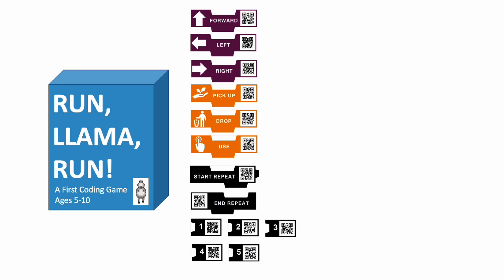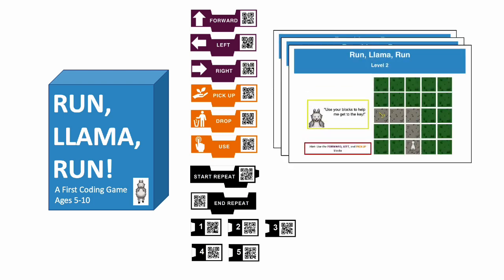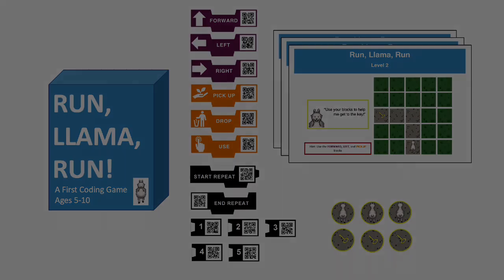Level cards. Each level has a card describing the level objective, a game grid, and a hint. Children use the physical programming blocks to find a solution to the level objective described on the card. Object disks. There are also object disks, Llama and a key, that can be used to simulate a solution on the level card. Children are encouraged to work together to act out the execution of a game solution.